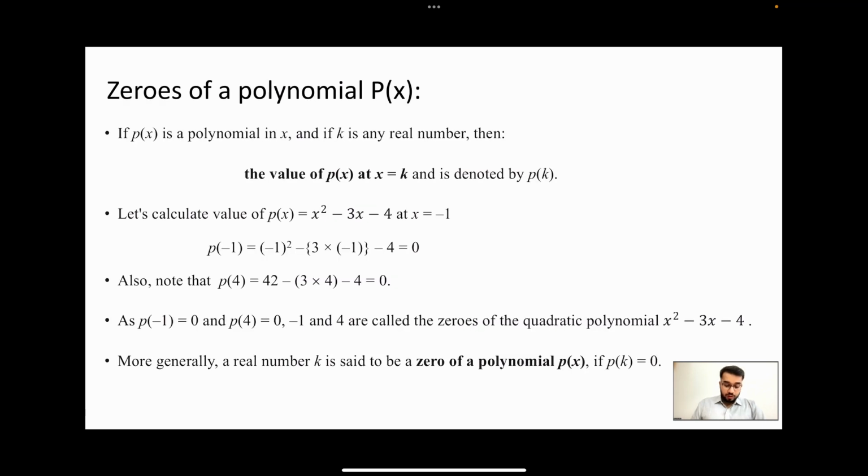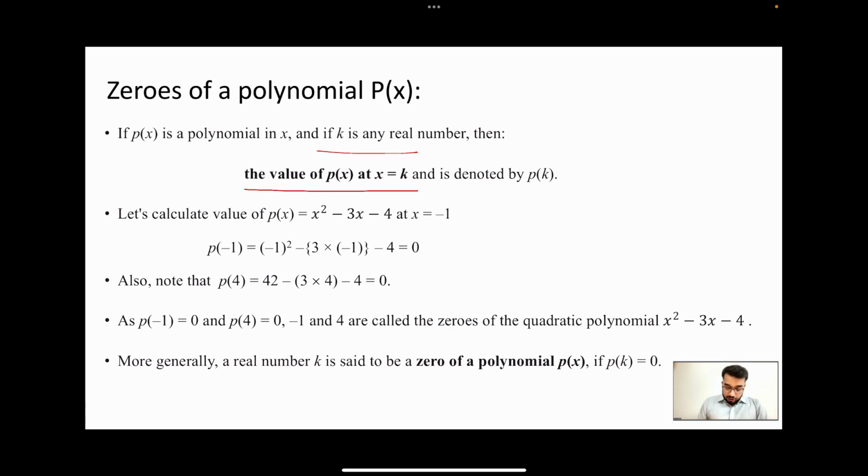Now moving on, p(x) is a notation for a polynomial, and we look at the value of a polynomial at a real number k. Say we have a polynomial p(x), and we take any real number k. The value of p(x) at k would be nothing but substituting k in place of x. Now we'll understand this with the help of an example.